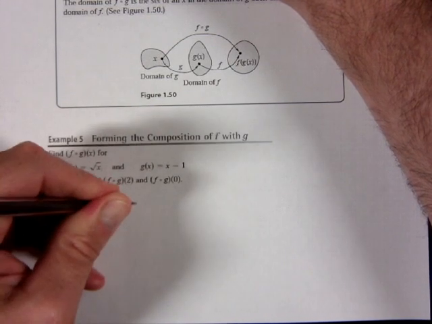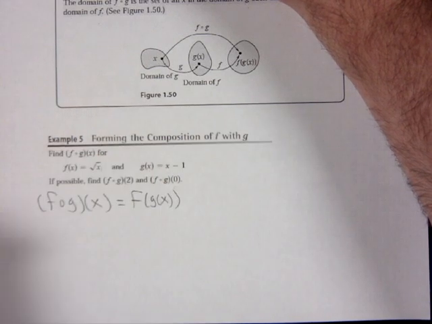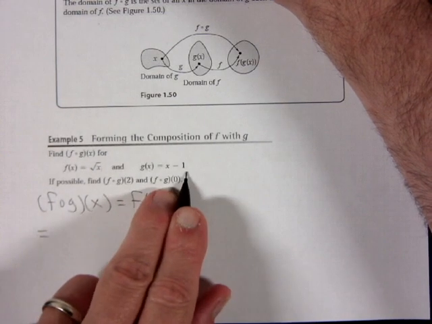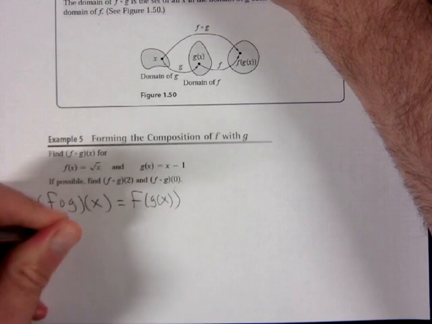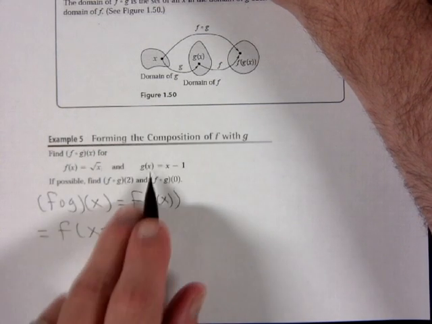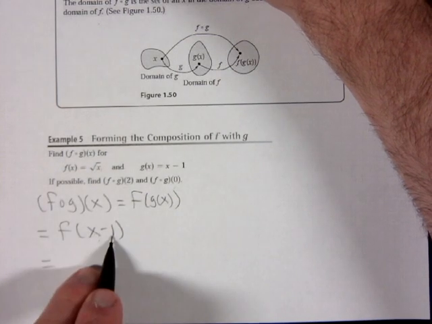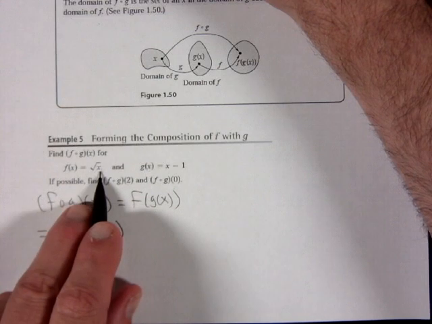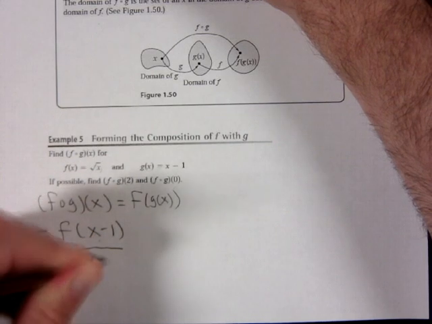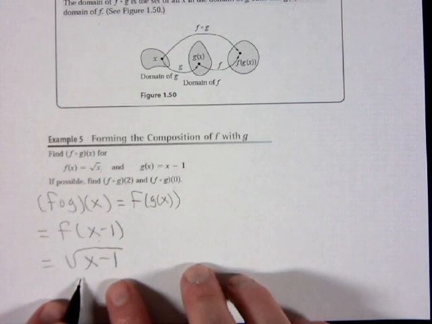Remember, that's the same as finding f of g of x. It's the same idea. And so again, g of x we know is x minus 1, so I want to evaluate f of x minus 1. So I'll take g of x out and put what it's equal to in its place. Now I want to take this value, x minus 1, and then shove it into the f function. And so that would be the square root of x minus 1. So there's the composition. That's f of g of x.